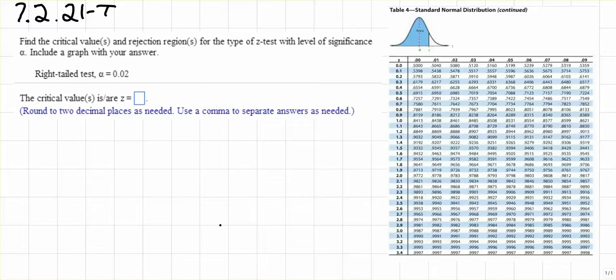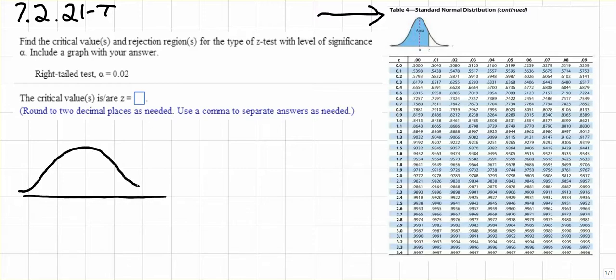Over here you'll notice that we have the Table 4 standard normal distribution, second page from our textbook, because you will need this. When it says include a graph with your answer, since we are doing our answers in MyStatLab, you will not need to put a graph into MyStatLab, but you are going to need to use a graph in order to draw this out so that you know exactly what you're looking at. This is a right-tailed test, so we're looking at the upper region of the graph.